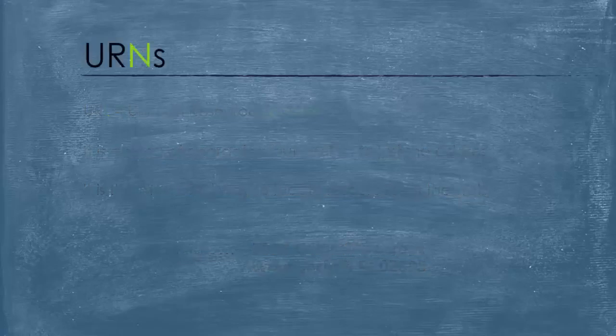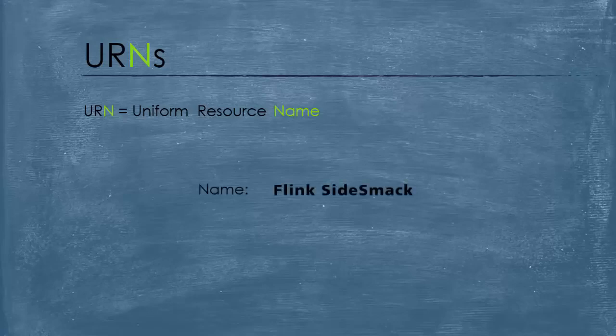A URN instead stands for Uniform Resource... Can you guess that? Yeah, name. Uniform Resource Name. And now this should be obvious to you. It is the name of the resource. Again, in our case, if we want to locate our friend using a URN, we will use his name, Flank Sidesmack. I really love his name actually.